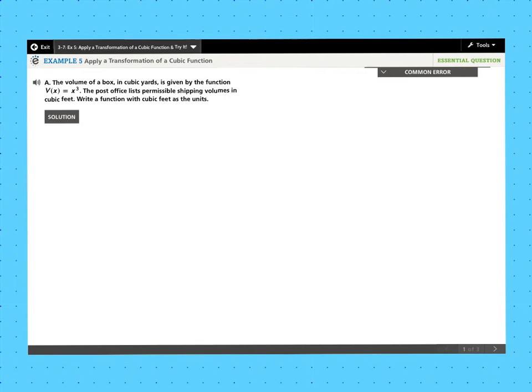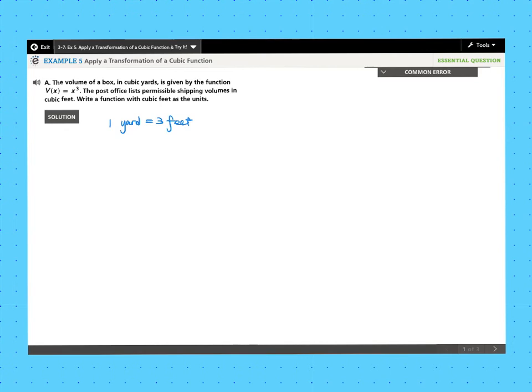Okay, the volume of a box in cubic yards is given by the function v of x equals x cubed. So in this case, x is yards and x cubed is cubic yards. The post office lists permissible shipping volumes in cubic feet. Write a function with cubic feet as the units. As someone who grew up with the metric system, I really don't like these problems. However, this one is not too bad because we know 1 yard equals 3 feet.